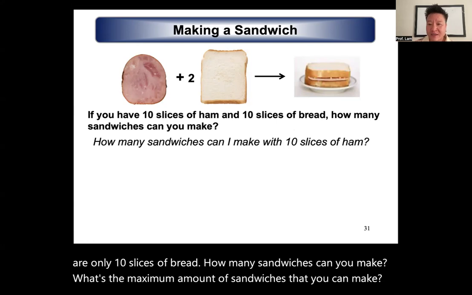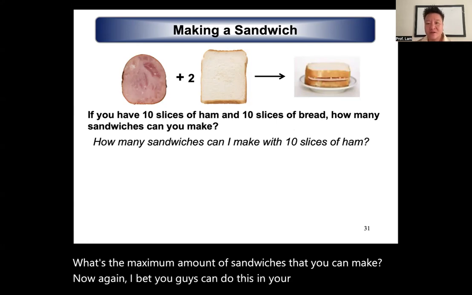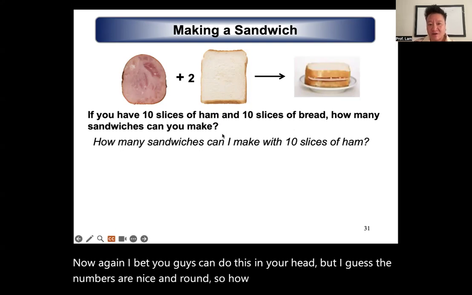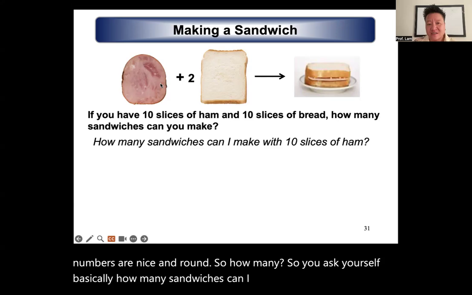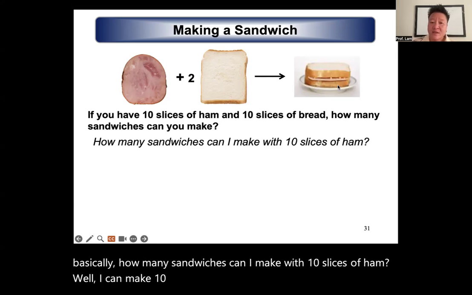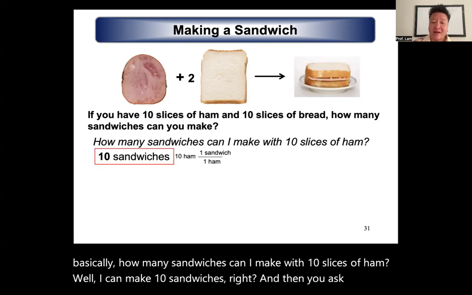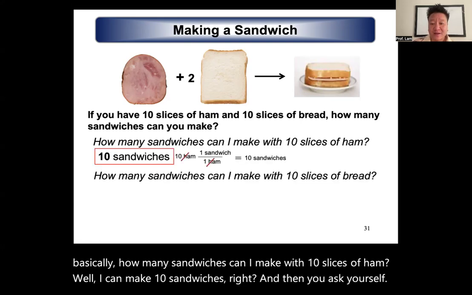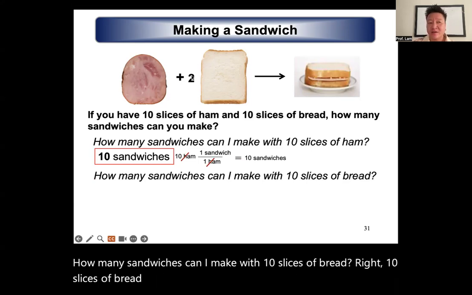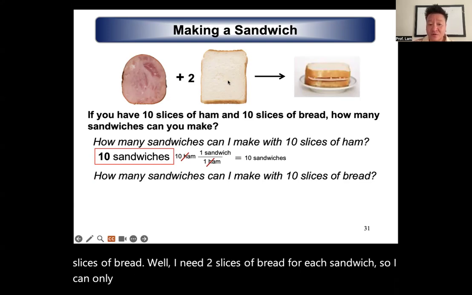Now, again, I bet you guys can do this in your head, right? Because the numbers are nice and round. So you ask yourself, basically, how many sandwiches can I make with 10 slices of ham? Well, I can make 10 sandwiches, right? And then you ask yourself, how many sandwiches can I make with 10 slices of bread? Well, I need 2 slices of bread for each sandwich. So I can only make 5 sandwiches, right?